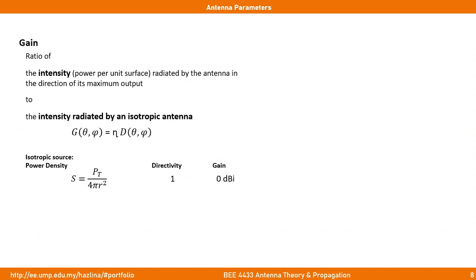Antenna gain is another one of the most important parameters that explains the performance of an antenna. Gain is defined as the ratio of the maximum intensity radiated by an antenna to the intensity radiated by an isotropic antenna. For an isotropic antenna, the directivity is 1, hence the gain is equal to 0 decibel.